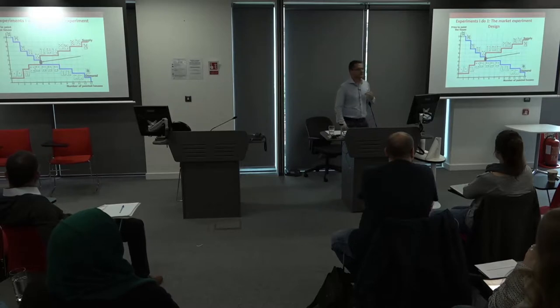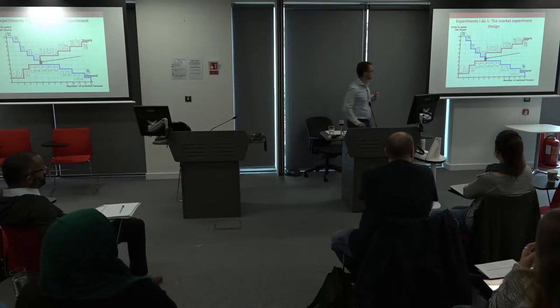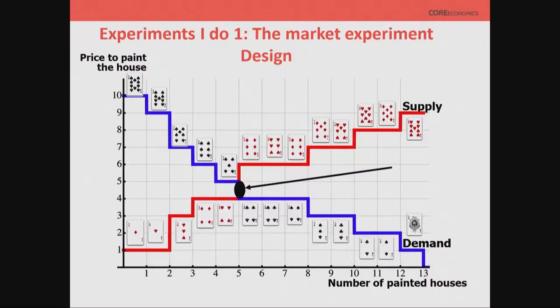And so everyone has either a red card or a black card, and everyone knows who is which because the cards are red on the two sides. So if you have a red card, the number is hidden, but everyone knows that you're red, that you're a seller. And if you have a black card, black on the outside and also on the inside, everyone knows that you're a buyer.